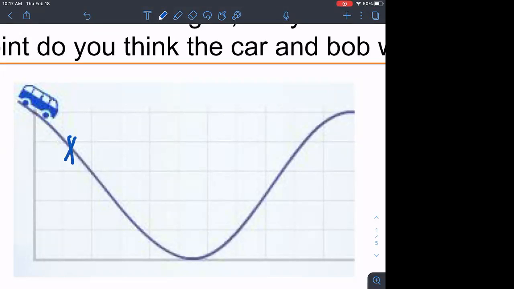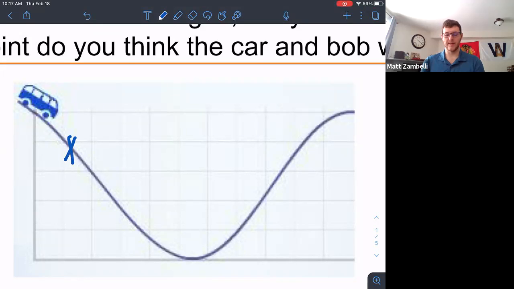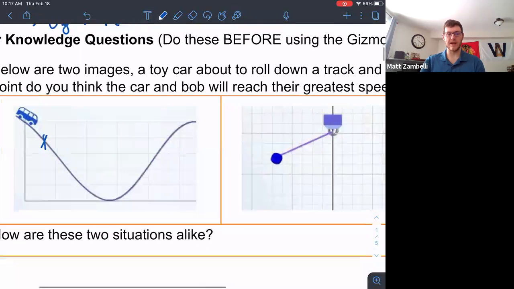Yeah. All right, everybody else agree? Anybody disagree? All right, everybody agreed there. All right, what about the pendulum?